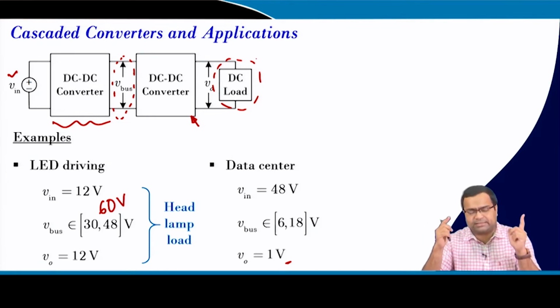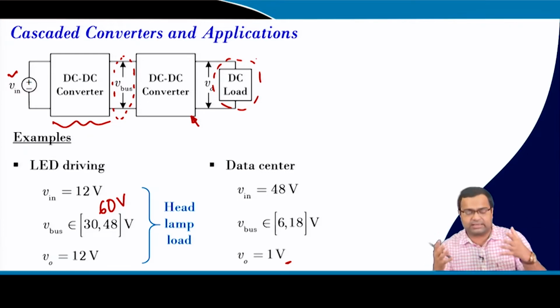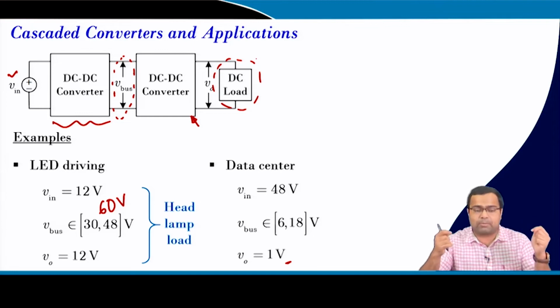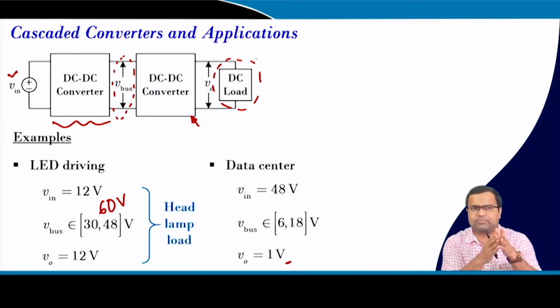So, in such an application, when we want to convert 48 to 1 volt, and that too while driving a high current, though there is recent research going on to come up with a single stage converter, this uses isolated converters for transformer based high step down converters, as well as hybrid switch capacitor converters, which we discussed at the beginning.